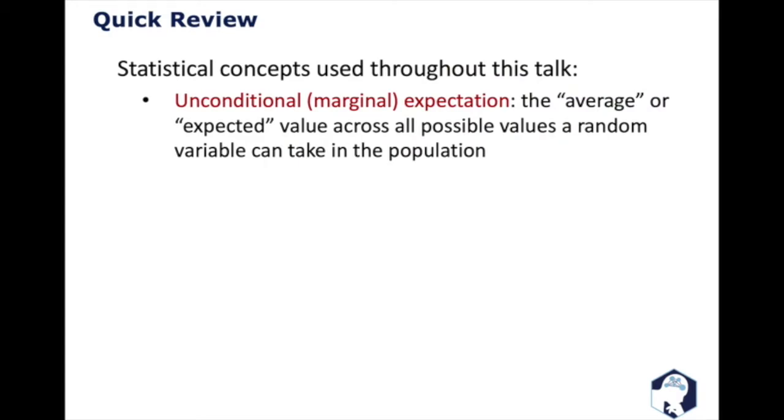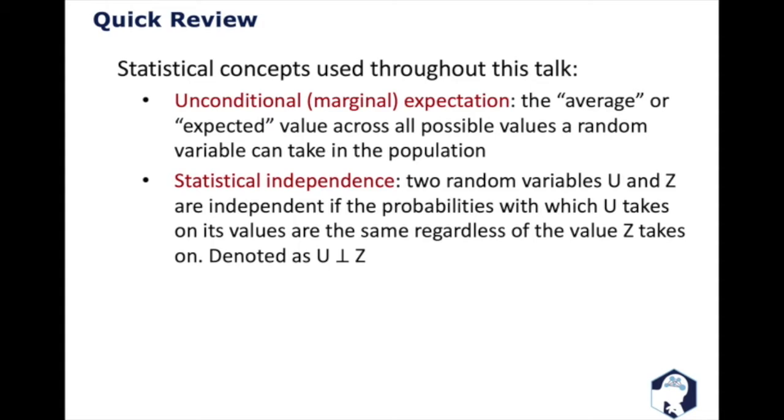I want to quickly review some statistical concepts that we're going to use throughout this talk. First, the unconditional or marginal expectation you can think of as the average or the expected value across all possible values that a random variable can take in a population. Two random variables u and z are independent if the probabilities with which u takes on its values are the same regardless of the value that z takes. We'll say u is independent of z and denote this using this symbol that looks like an upside down T.